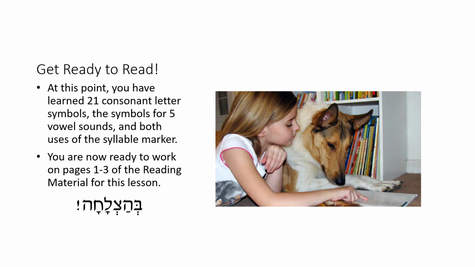So at this point, you've learned 21 consonant letter symbols and the symbols for 5 different vowel sounds. And you've also learned both uses of the syllable marker. You can review all of this information as you need to, but as of right now, you are ready to work on pages 1 through 3 of the reading material for this lesson.